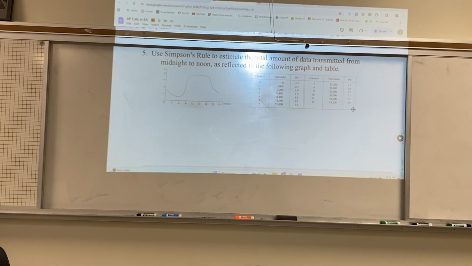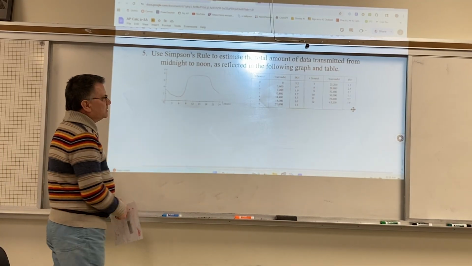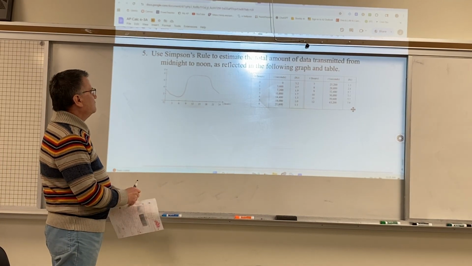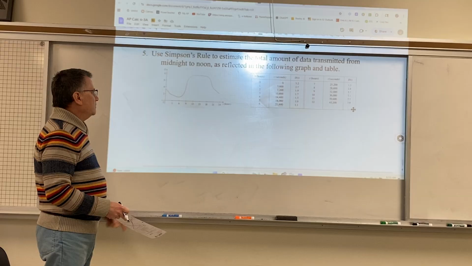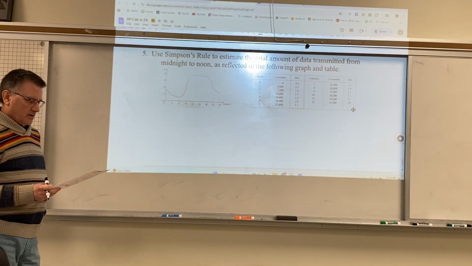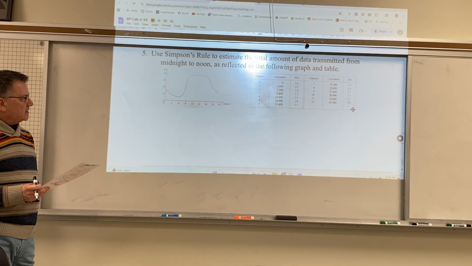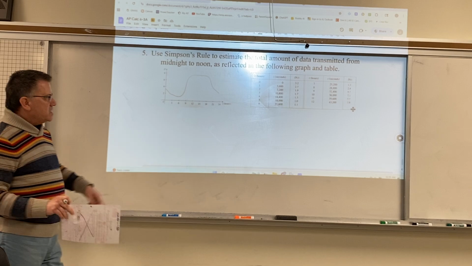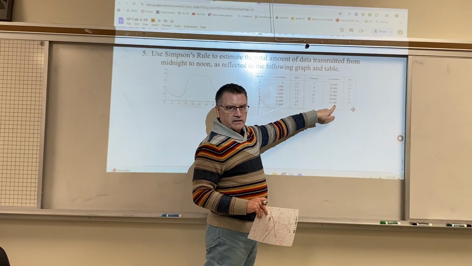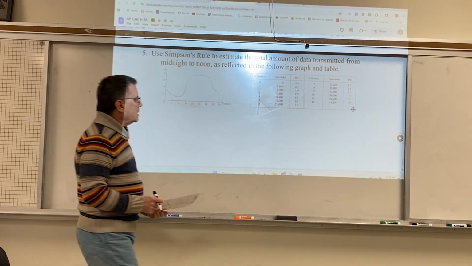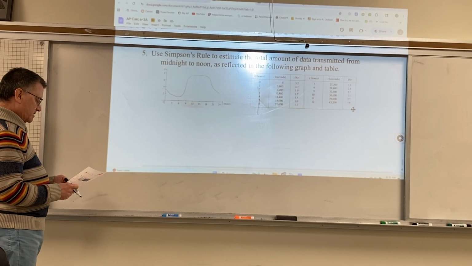Let me show you how you would do this, and of course your calculator is your friend. Use Simpson's rule to estimate the total amount of data transmitted from midnight to noon as reflected in the following graph and table. Well, we kind of see the graph, but I think it's the table that's going to give me more information. Midnight to noon is 12 hours, and I'm going to do this in seconds.